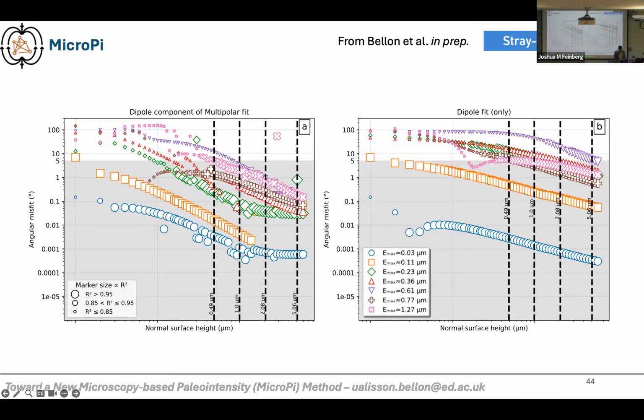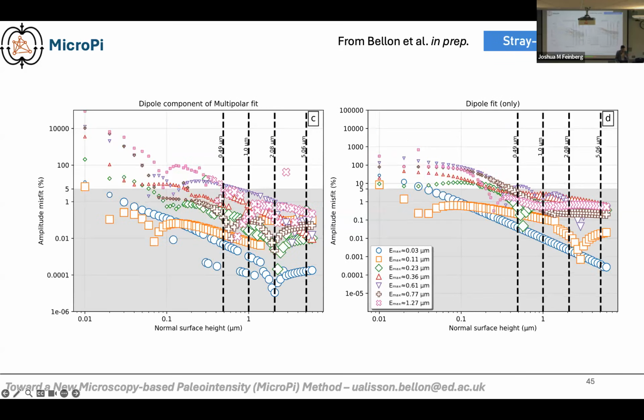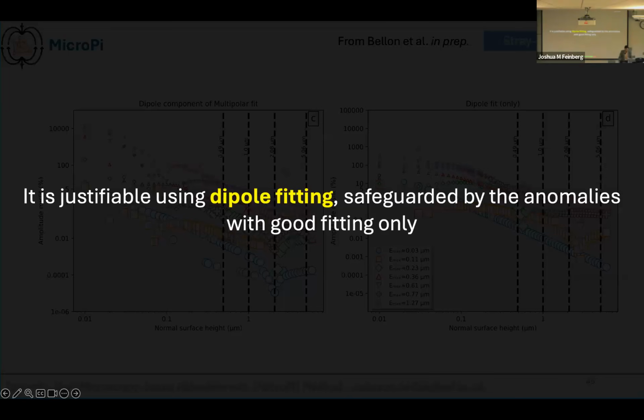Oh, yeah. Sorry, I just mentioned this is the angular misfit. So just the direction that we were inverting compared to the actual real direction. And this is the misfit in magnitude, which is also important. So as I said, it's justifiable to use a dipole fitting safeguarded by only taking anomalies with good fitting. Our approach is not to use all of our inversions, but we're always looking at the quality of the inversion of each window.